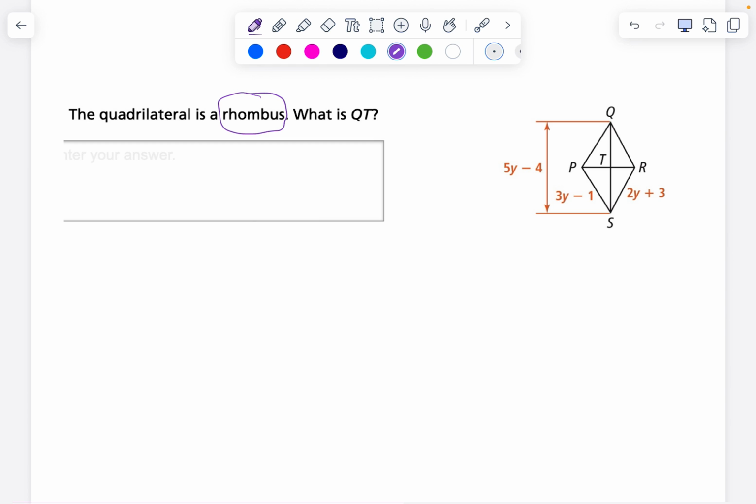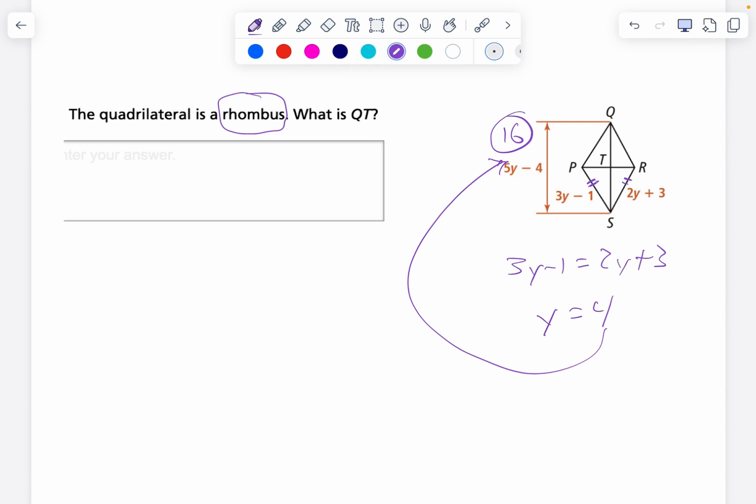Side lengths or angles? Maybe I should say lengths or angles because sometimes it's a diagonal. All right, what relationship are we using that's true about a rhombus? Say it, Braden. What property are we using? Side lengths are congruent. Good. So we set those two equal, and that tells us y is 4. And then we take that back in and we get 16. Okay?